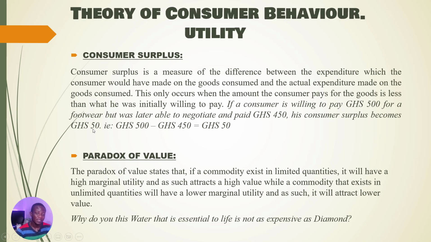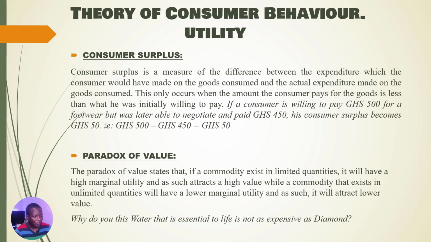So here it is the difference between the amount that he was willing to pay, that's the 500 cedis, and how much he ended up paying for that commodity, that's 450 cedis in this case. So the consumer surplus here is the 50 cedis. It is how much he was able to retain from the 500 cedis at which he was willing to buy that commodity at the initial stage. So whenever you go to the market and you are able to negotiate and buy at a cheaper price, whatever amount you are left with becomes your consumer surplus.